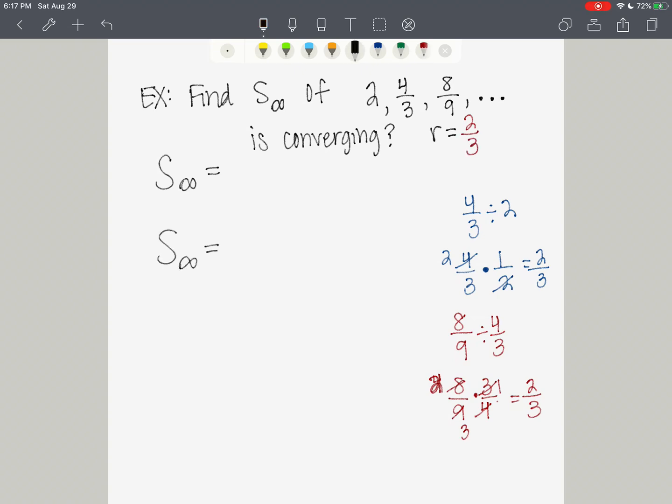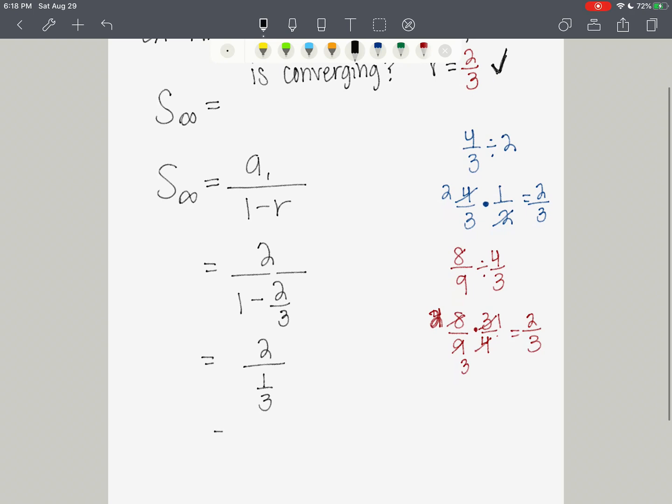So the sum of the infinite series is equal to a sub 1 divided by 1 minus r. This is converging. So the value of the first term is 2. The value of r is 2/3. 1 minus 2/3 is 1/3. And dividing by 1/3 is the same thing as multiplying by 3. So our infinite sum is equal to 6.